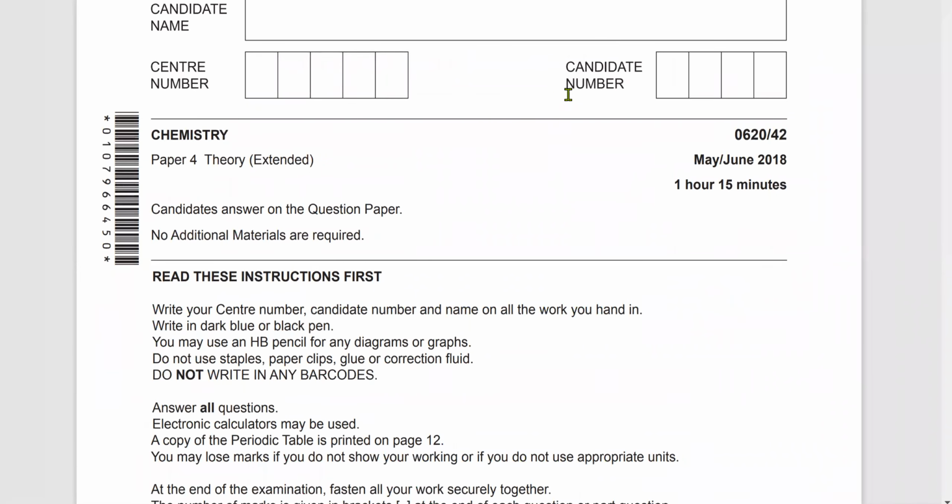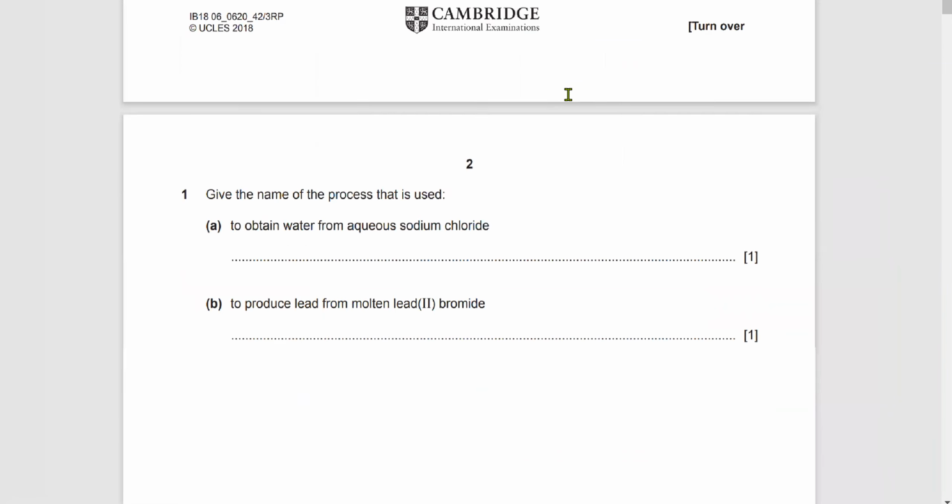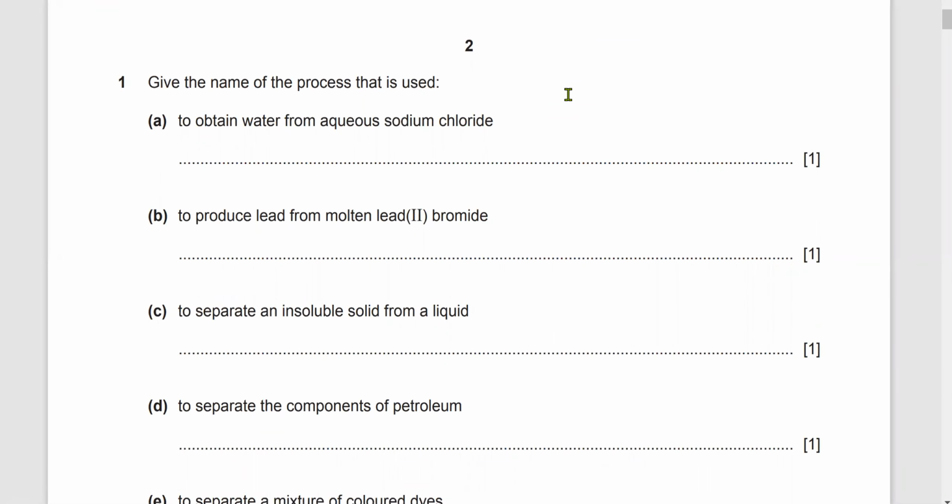So starting with this paper, we'll discuss the first question first. It's about separation techniques, and you're supposed to name the process that is used to obtain water from aqueous sodium chloride. So how do you obtain water from aqueous sodium chloride? Mahad, any ideas? It's water with NaCl dissolved in it. How would you obtain water from it?